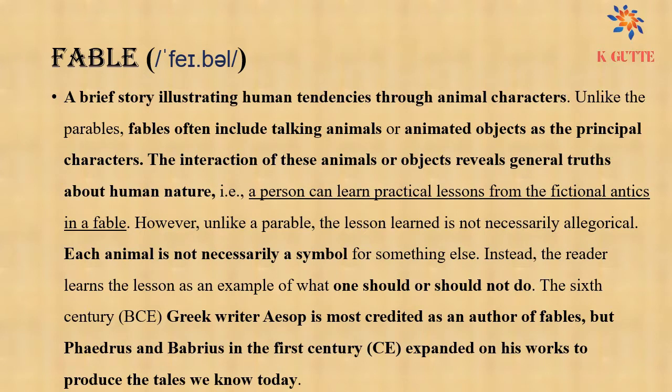Now we have fable. Fable is a brief story illustrating human tendencies through animal characters. Unlike the parables, fables often include talking animals or animated objects as the principal characters. The interaction of these animals or objects reveals general truths about human nature. That is, a person can learn practical lessons from the fictional antics in fable.